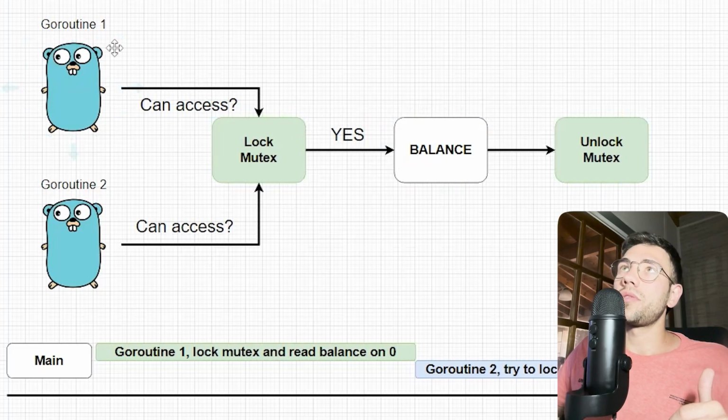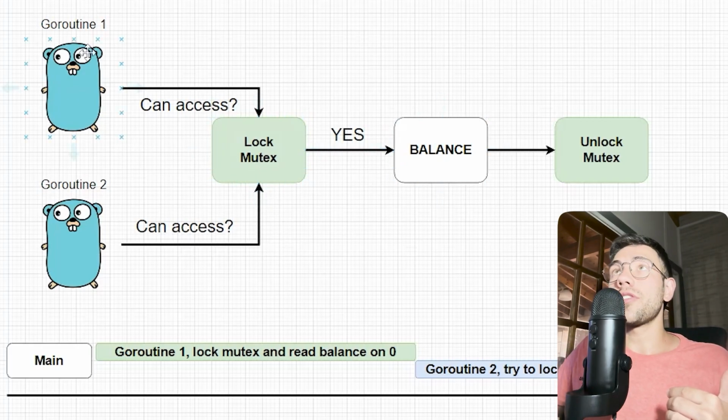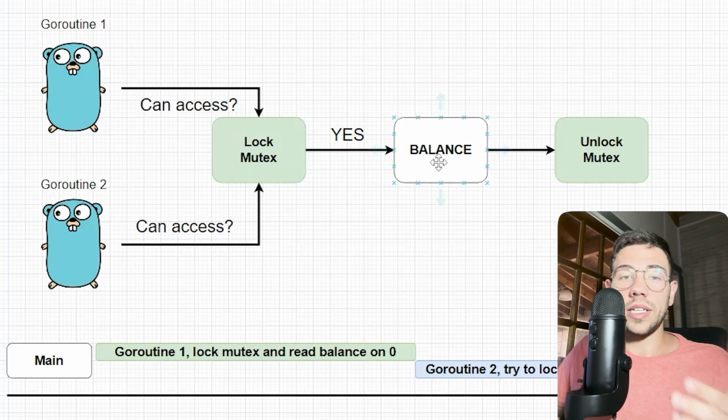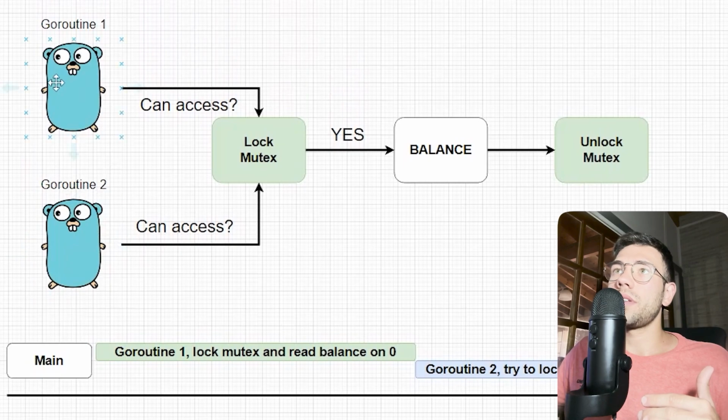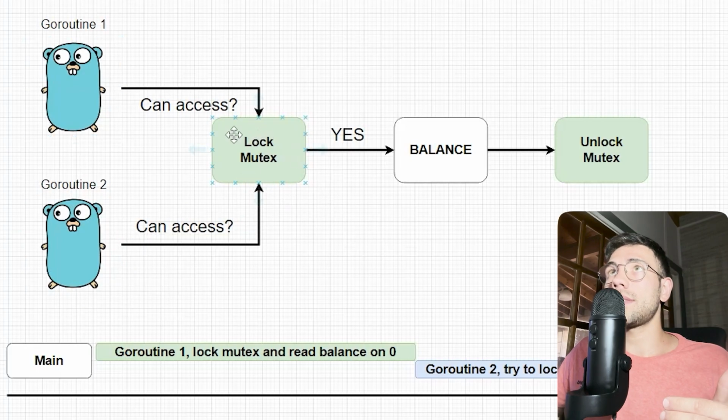If coroutine number 1 accesses that resource first, when another coroutine tries to get access to the same resource, it will be blocked because another coroutine is already using that resource, and we don't want multiple coroutines to use the same resource at the same time. So if coroutine number 1 gets there first, coroutine number 2 will be blocked because coroutine number 1 has entire access to that variable. Coroutine number 2 will have to wait until coroutine number 1 finishes using the resource, and when it finishes, it will unlock the mutex.